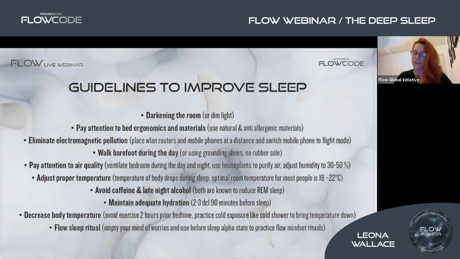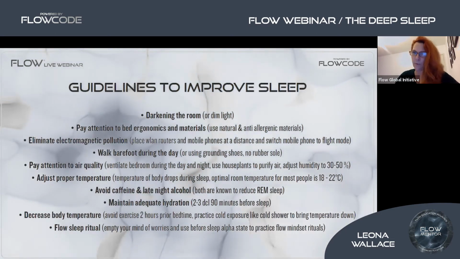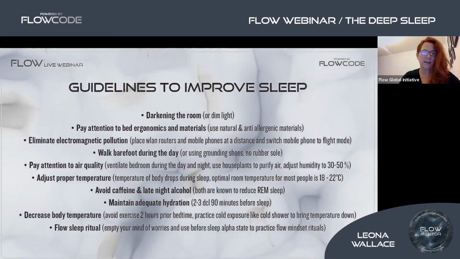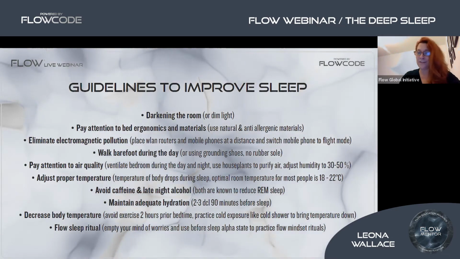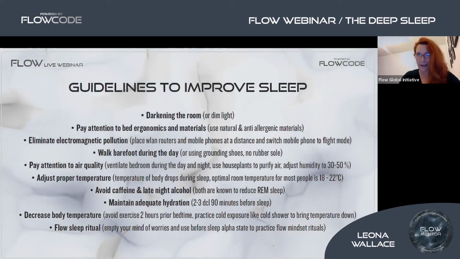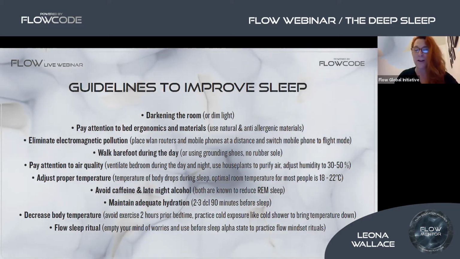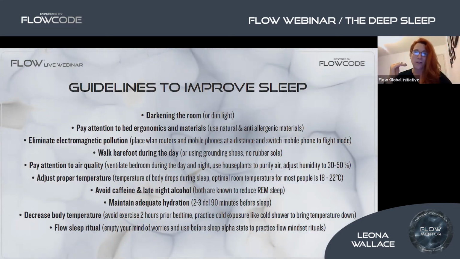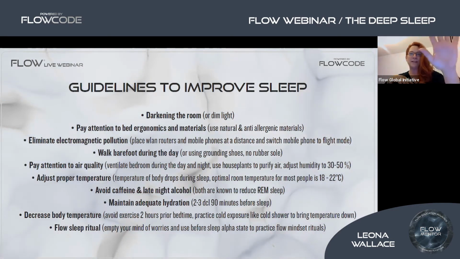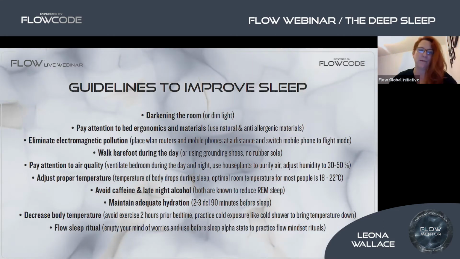Maintain adequate hydration. So it says here, drink about 90 minutes before sleep, just a little bit of water, just so you can stay hydrated. Avoid any exercise 2 hours before bedtime. And you can do things like we have in the FlowCode, practicing cold exposure like a cold shower to bring your temperature down. If you're already a FlowCode coach or you have access to the FlowCode, when you go in deep, there are some triggers with cold showers that are amazing.